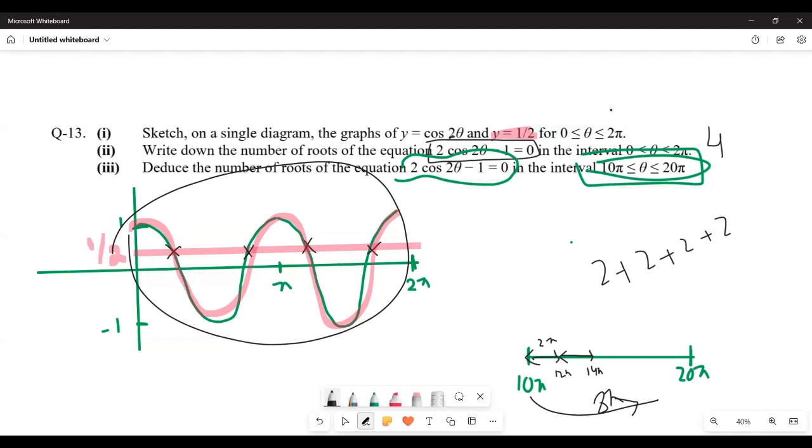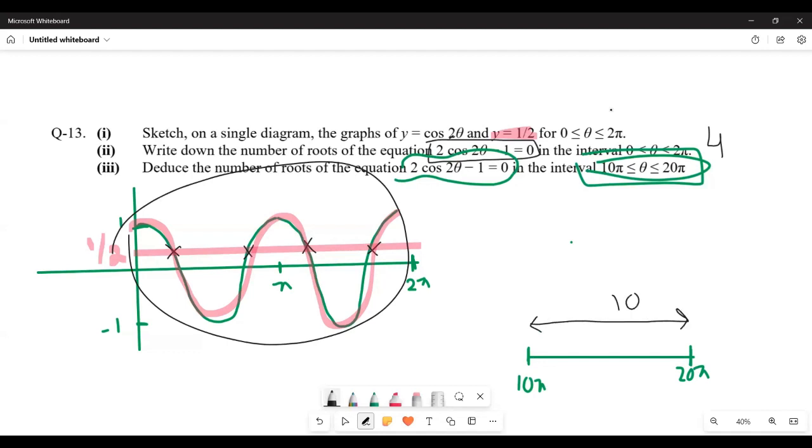Are we counting 10 as well? No, we're not. This is 10 units, right? This is a longer domain as compared to 0 to 2 pi. So this is 10 units. But this one is just 2 units. So how many 2 units do we have in this region? We have 5 of these 2 units. So we'll have 5 of such curves between 10 pi and 20 pi.